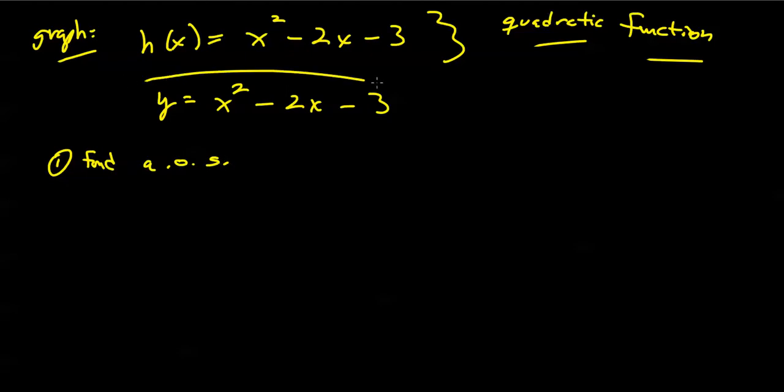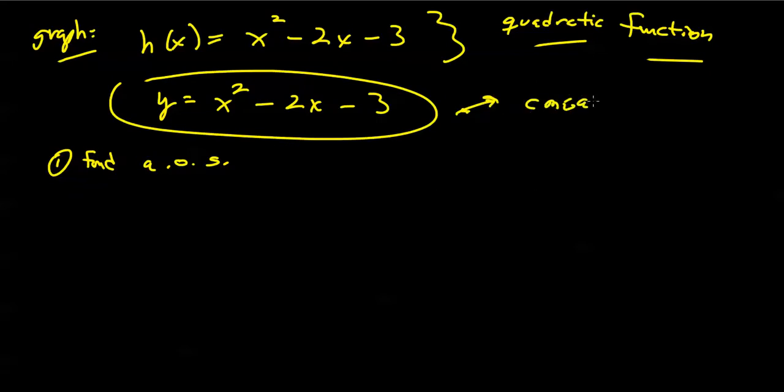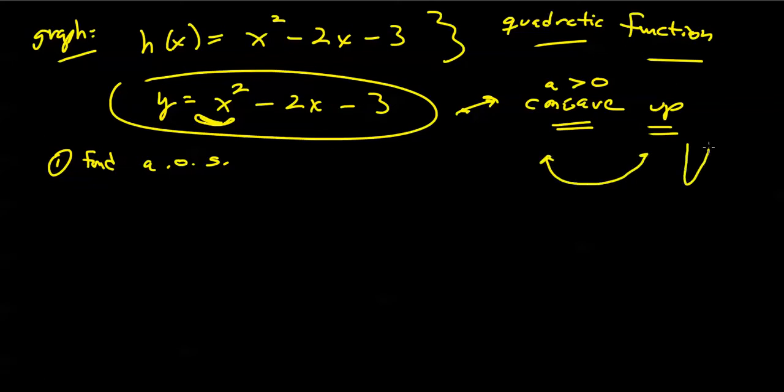Alright, one thing I want to note here is the graph is going to be concave up. I know that because it's in standard form and my lead coefficient is a positive 1. Right? A is greater than 0 means your parabola is going to be concave up. So is it going to be concave up fat or concave up skinny? That's to be determined by our symmetric points. In any case, we're going to find the axis of symmetry first.